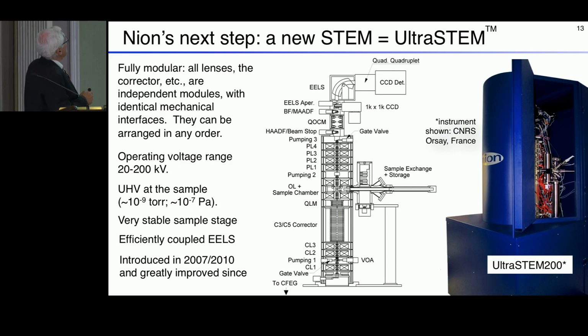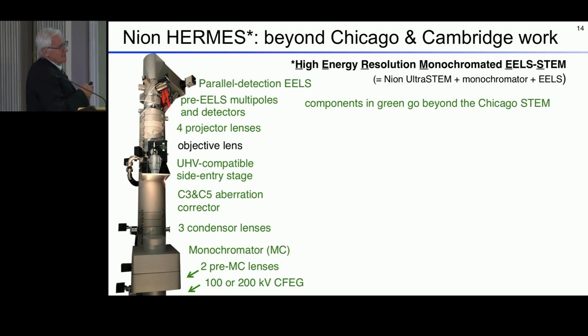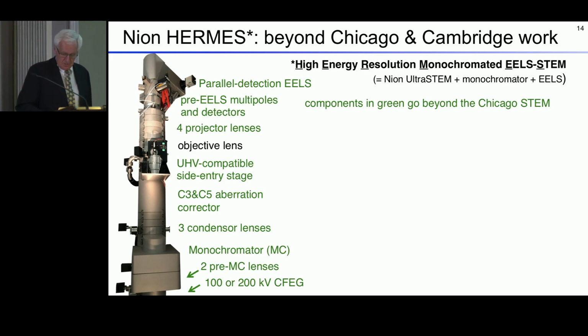So lots of new elements went into it. You have UHV at the sample, very stable sample stage, efficiently coupled detectors, and it's been in operation since 2010, and of course we keep on improving it. So in the latest incarnation, we add a monochromator and an EELS spectrometer to the instrument. So you have a monochromator down here. You have an EELS spectrometer designed for ultra-high energy resolution. You have a flexible sample stage, which in this picture has a liquid nitrogen dewar. We can cool the sample to liquid nitrogen temperature.